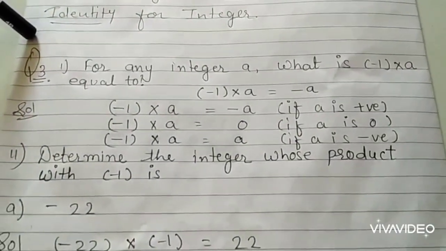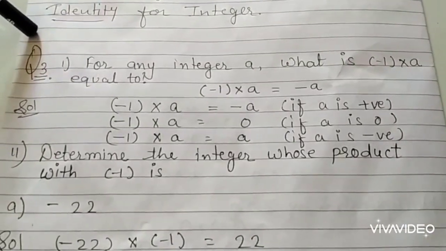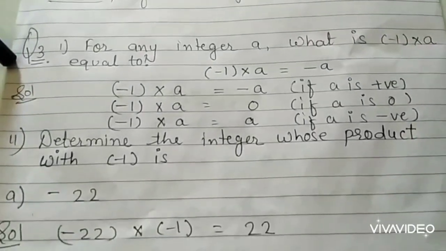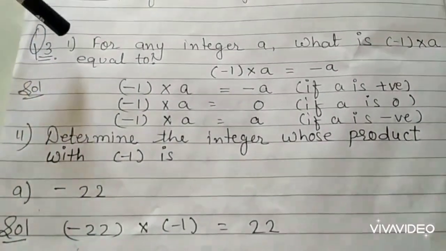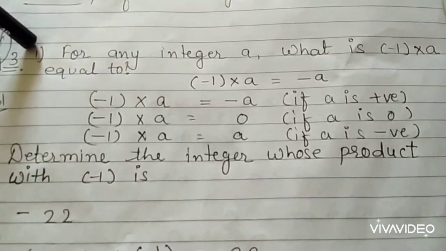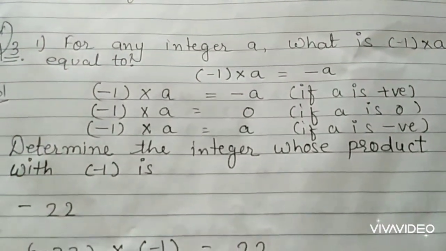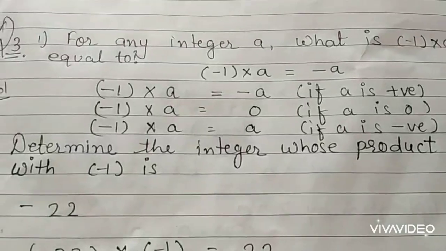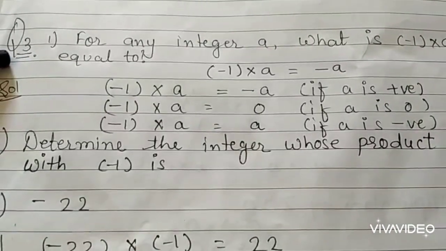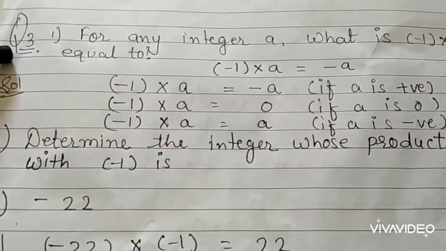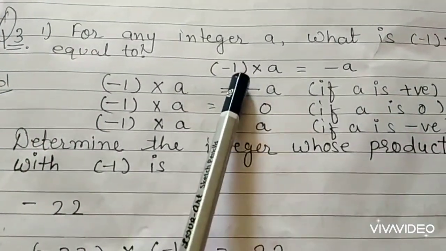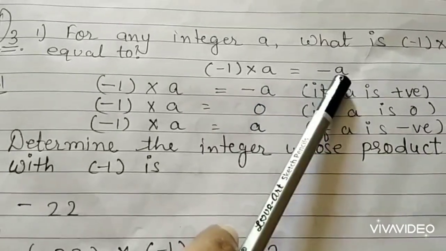Now we will use the properties of multiplication for integers that we have just discussed to solve question number 3 of exercise 1.3. The first one is, for any integer a, what is minus 1 multiplied by a equal to? Here a is any integer. As you know, integers include positive integers, negative integers, and 0. So we can write this as minus 1 multiplied by a is equal to minus a.